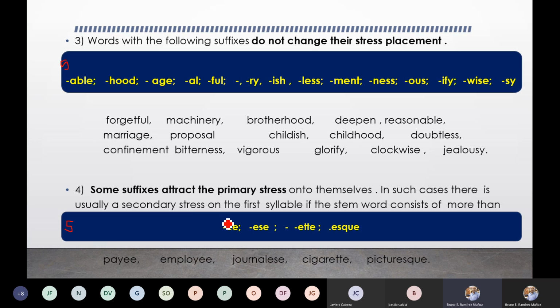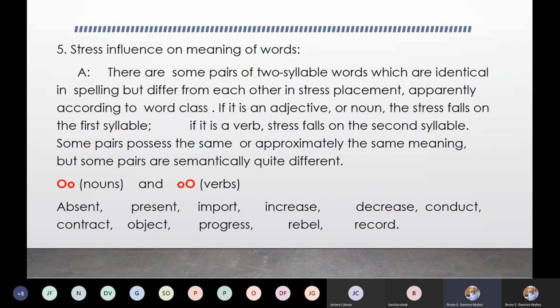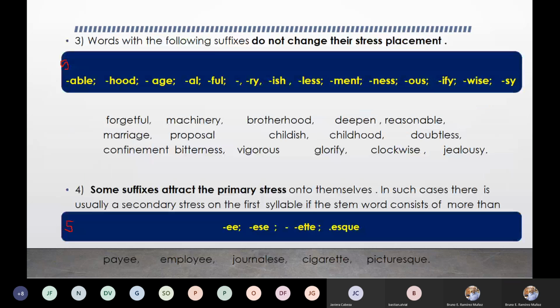You need to come up with different words and not payee, employee, journalist, cigarette, and picturesque. Sorry. In the case of the first rectangle, when you add these suffixes to the root, the stress does not change from one syllable to another one.